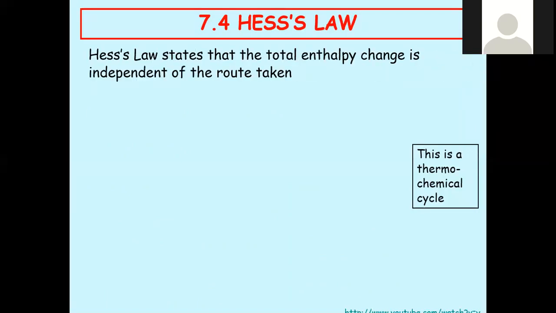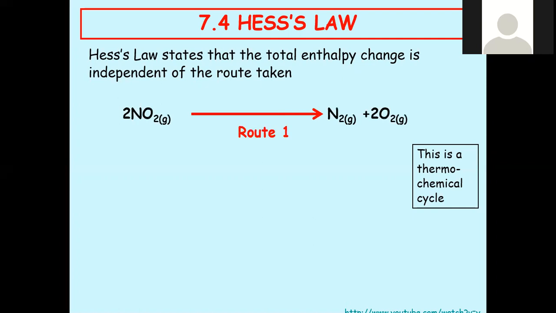So Hess's law states that the total enthalpy change is independent of the route taken. There can be multiple routes to get from one place to another. So this is route 1, and that could be route 2. This is a thermochemical cycle. We could either go direct or have a thermochemical cycle. But Hess's law states that the total enthalpy change is independent of the route taken. It doesn't matter which route we take, the total enthalpy change is always going to be the same.